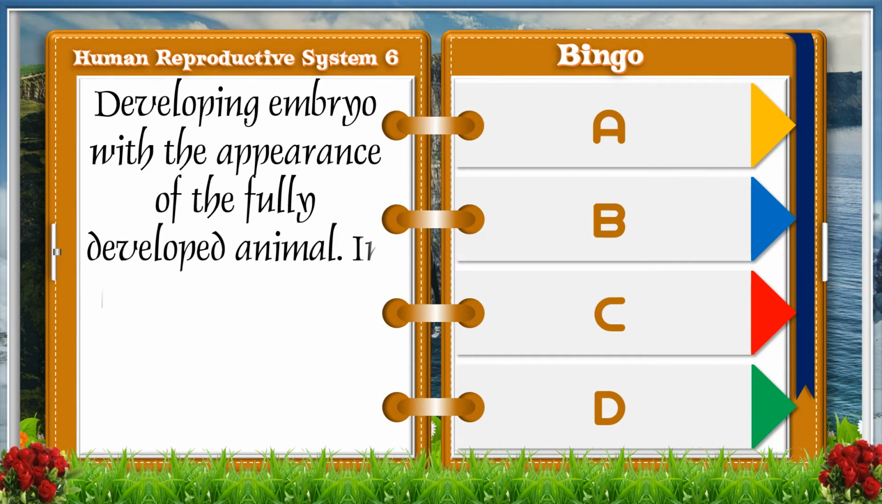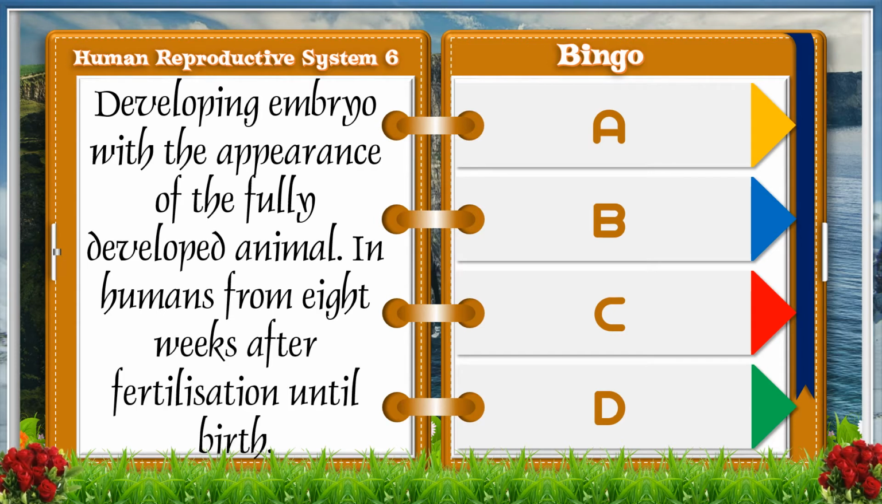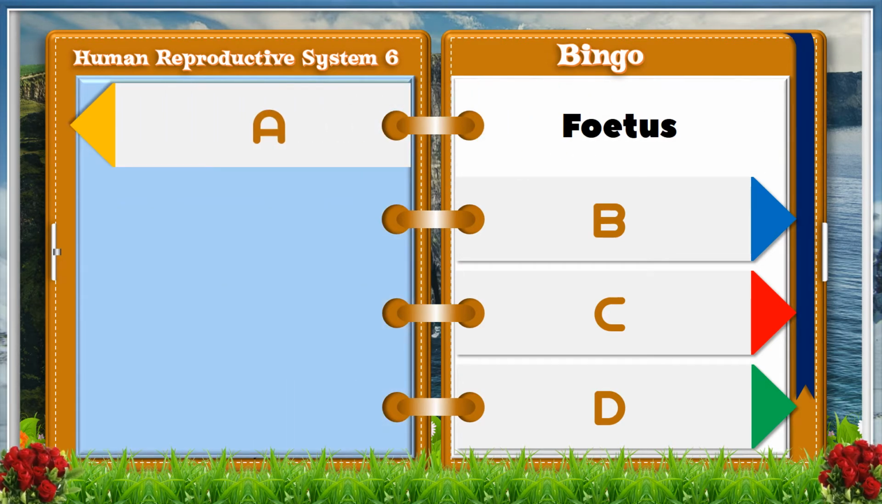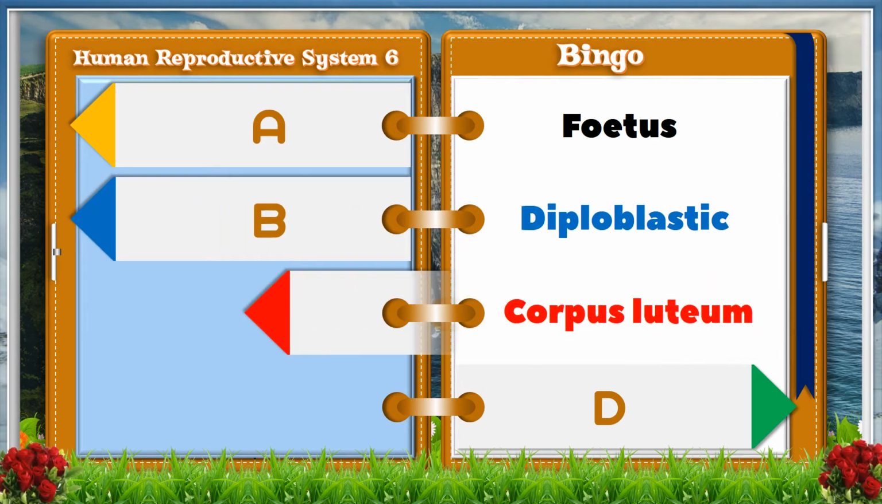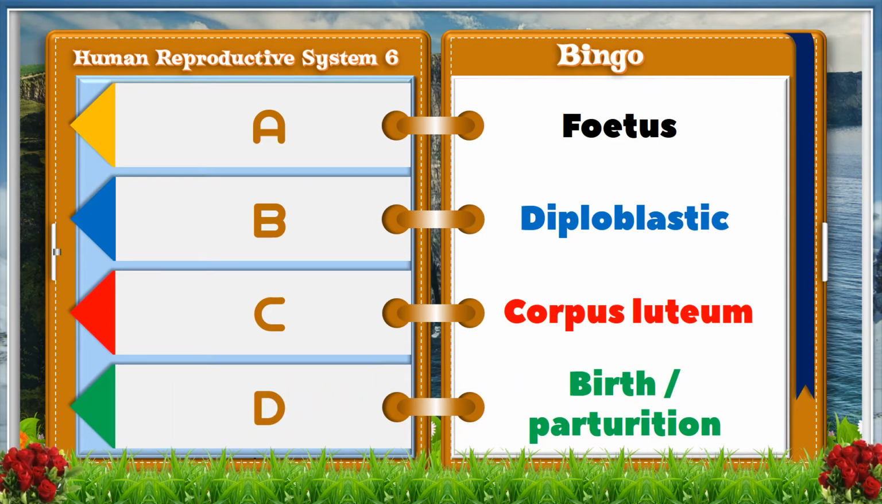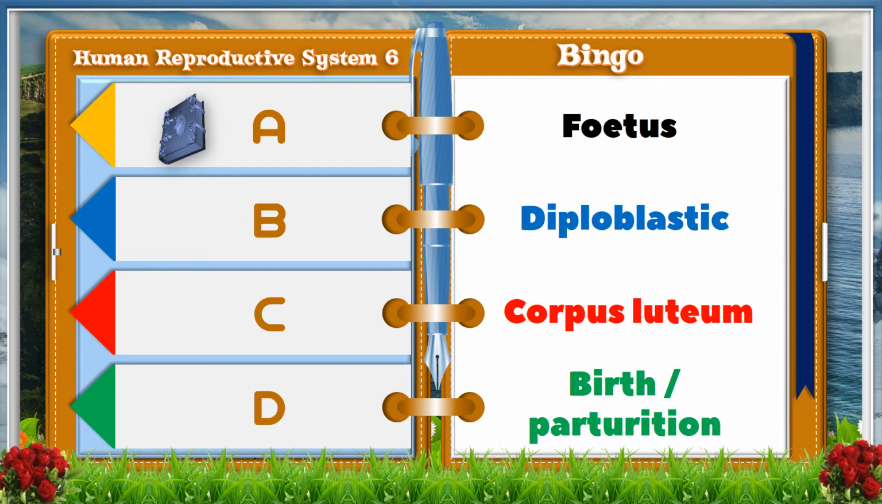Developing embryo with the appearance of a fully developed animal. In humans, from 8 weeks after fertilization until birth. A. Fetus. B. Diploblastic. C. Corpus luteum. D. Birth, parturition. And the answer is A, fetus.